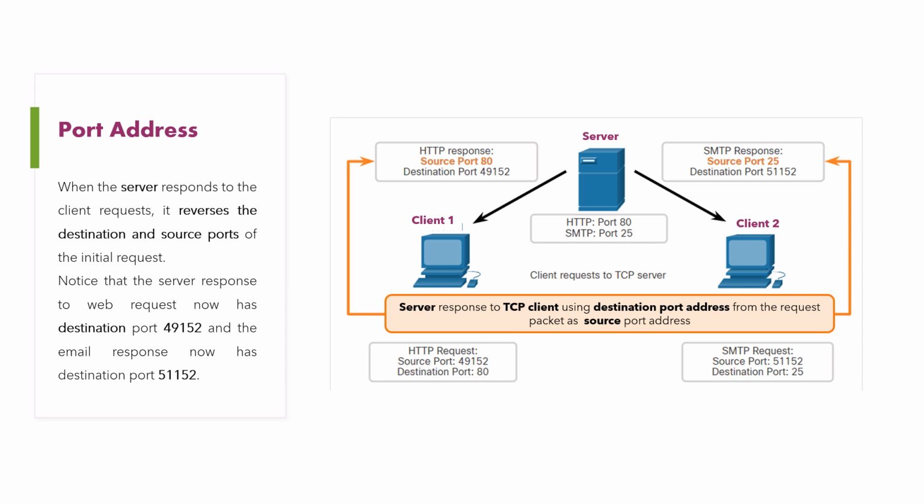Server is going to make port 25 the source port address and the random port number 51152, which was used as the source port address in client 2's request, will be the destination port address. Therefore, server replies back with the source port address of 25 and destination port address of 51152 to client 2.